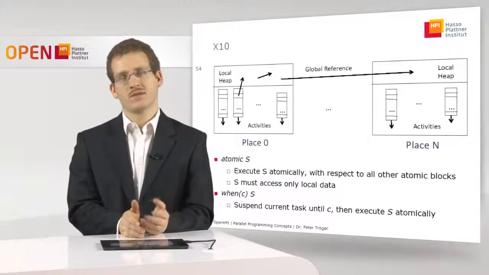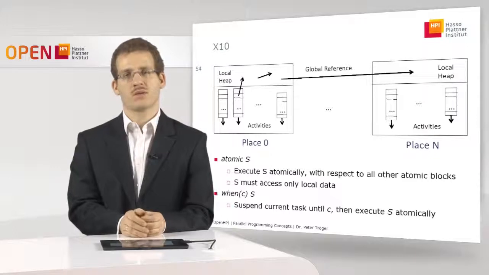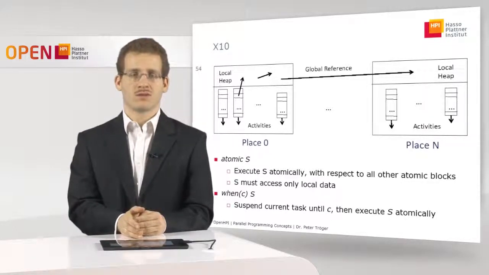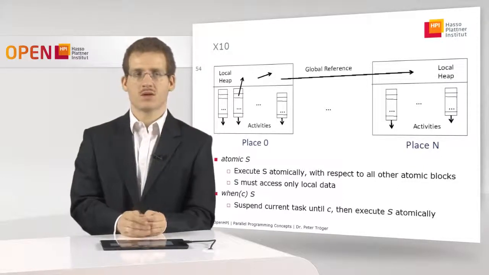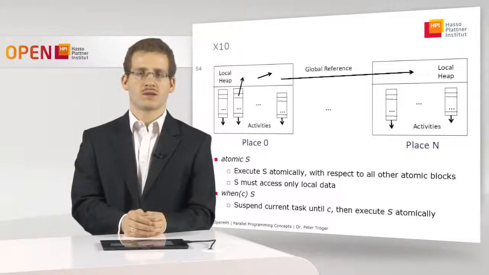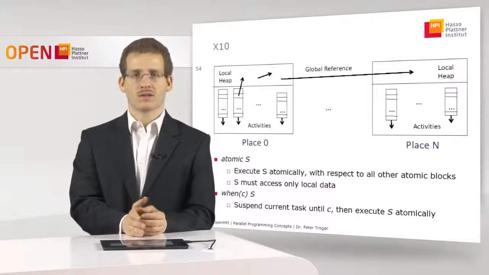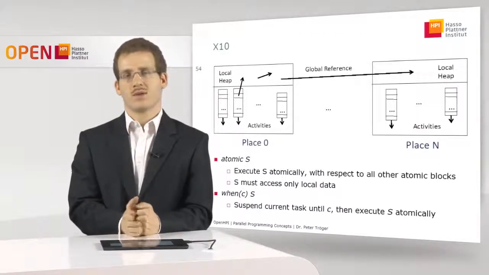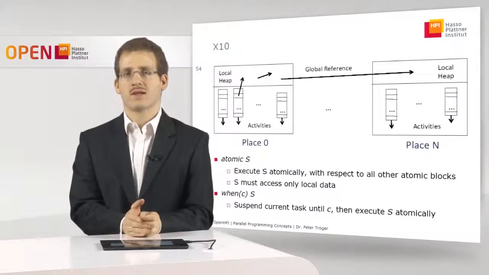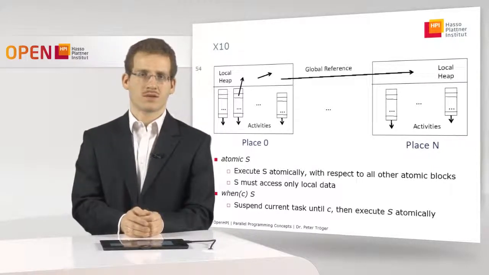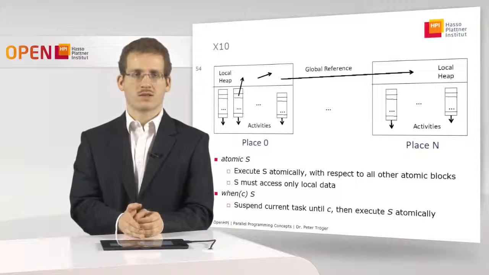Another point you need, again, in order to work with shared memory programming is the atomic statement. So atomic allows you to define a critical section in your code. You can have a piece of code that runs only once in relation to the other activities. And this only works if this code block accesses local data, because otherwise you would run into potential race conditions and critical sections in your code.